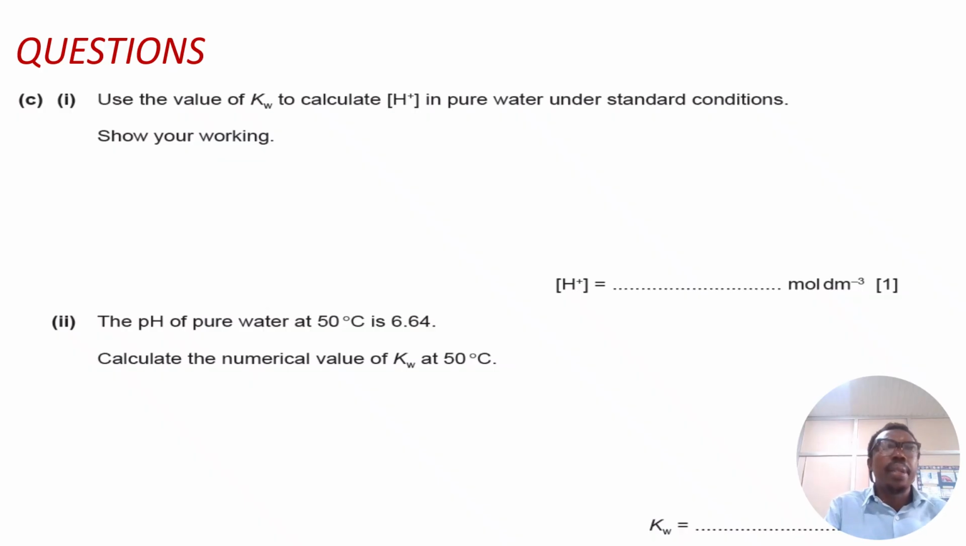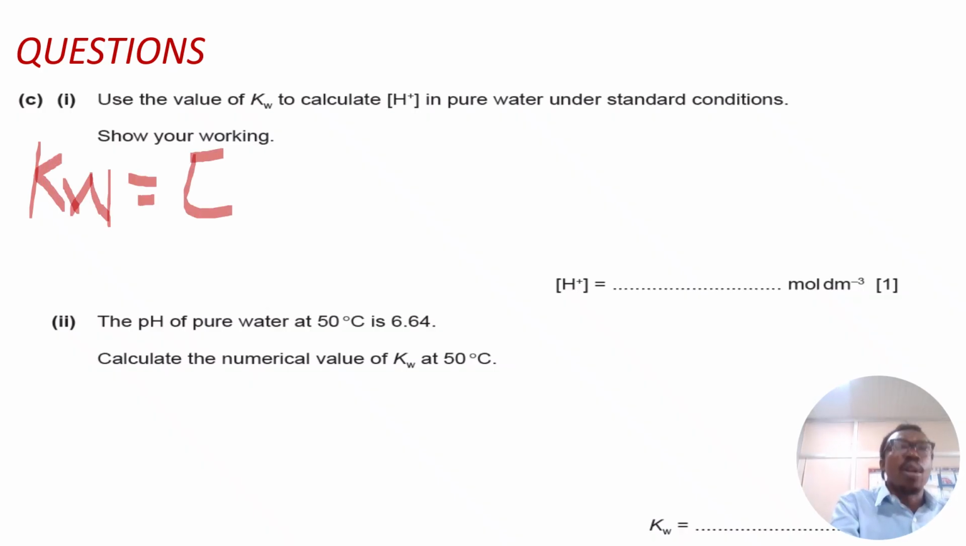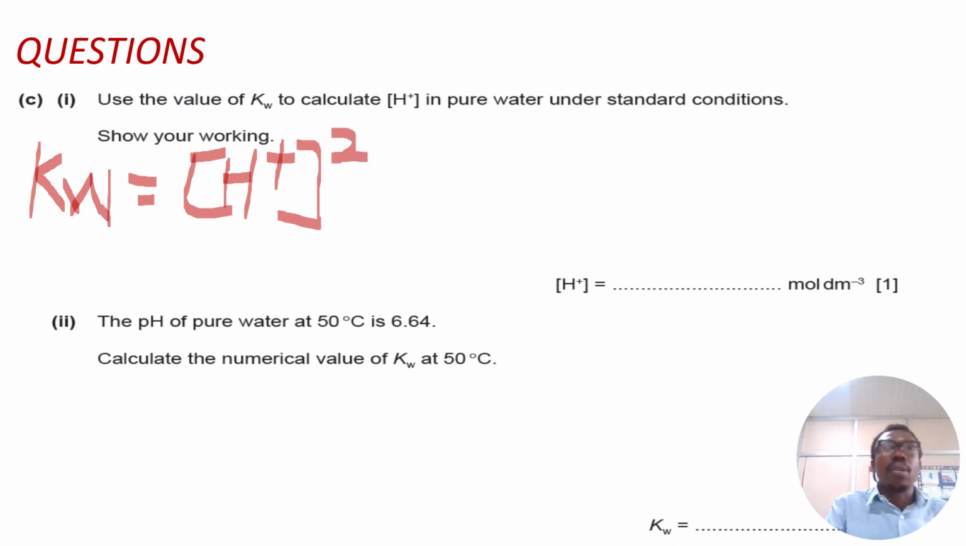Based on our lectures for today, these are typical examination questions for us to attempt based on what we've studied. Now use the value Kw to calculate the concentration of hydrogen ion in pure water under standard conditions. You have to show your workings. So the first thing for us to do is to write down the formula to calculate the ionic product of water, Kw. So we want to use Kw to calculate the concentration of hydrogen ion. Writing down the formula, Kw will be equal to the square of the hydrogen ion concentration.